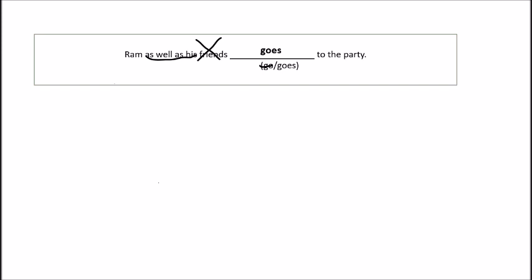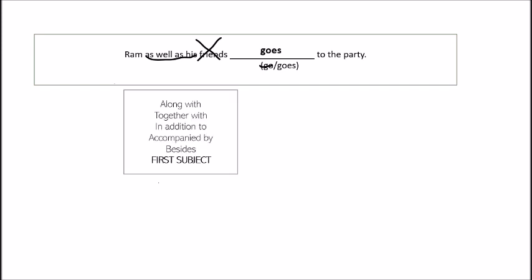Here we see the words as well as. So there is a rule. If you see the words as well as, along with, together with, in addition to, accompanied by, besides, give importance to the first subject. This is nothing but the eliminating the middleman concept itself, but whenever you see these words, do not get confused and give importance only to the first subject, as you always do in the eliminating the middleman concept.